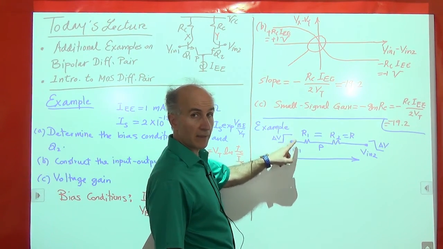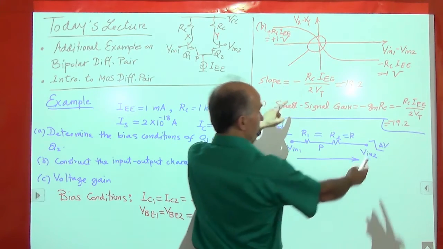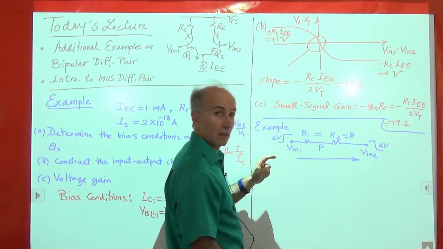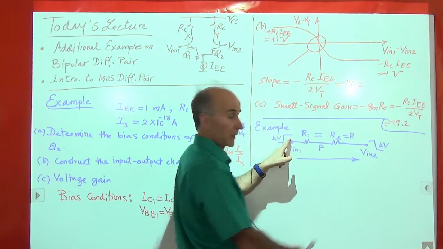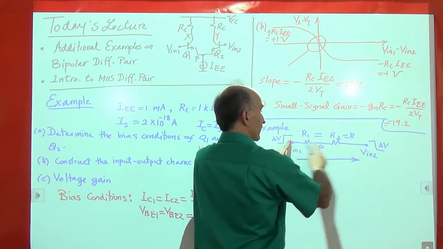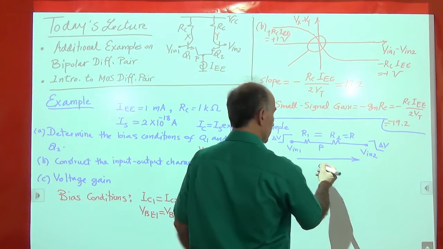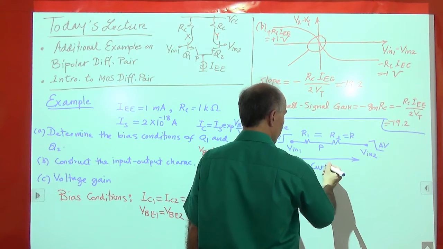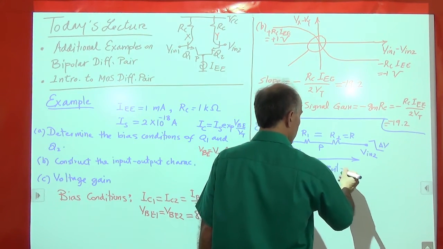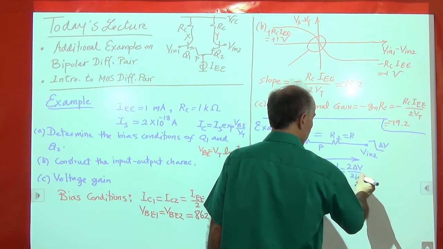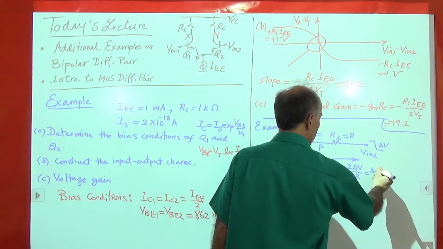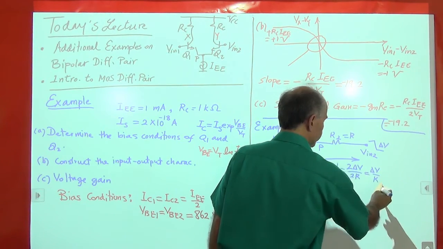This side has gone up by delta V. This side has come down by delta V. So the difference is 2 delta V. We have 2 delta V volts from here to here. We divide that by the total resistance, which is 2R. So the current that flows is equal to 2 delta V divided by 2R, so delta V over R.